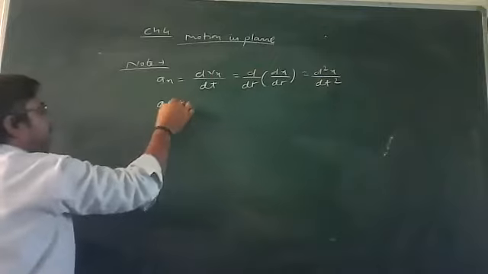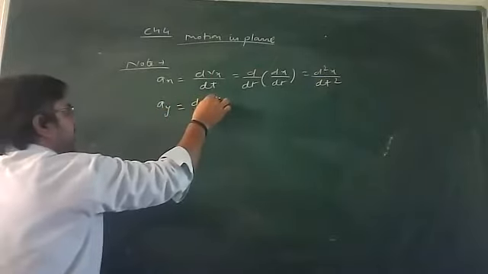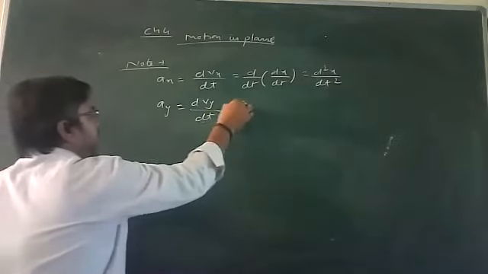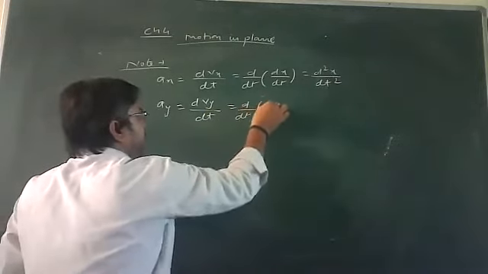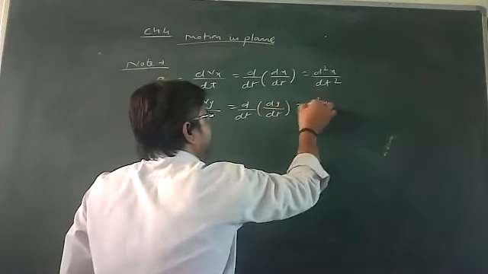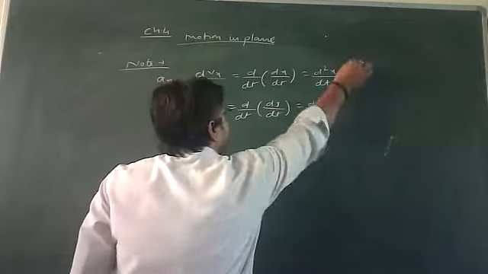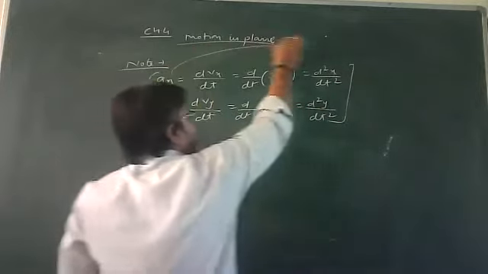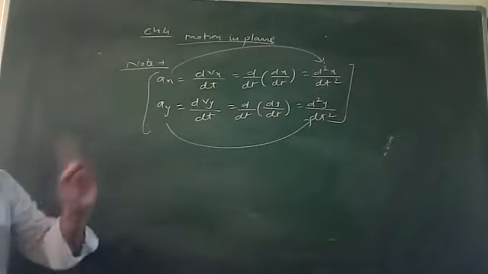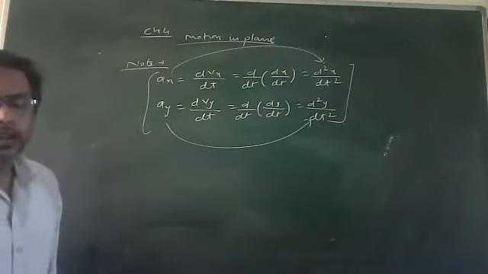Similarly, for the y component of acceleration, I can write in the same manner the differential of the y component of velocity, and this can be split further with the y component of displacement, and ultimately it can be written as d square y by dt square. That means acceleration is directly linked to displacement by means of double differentiation.